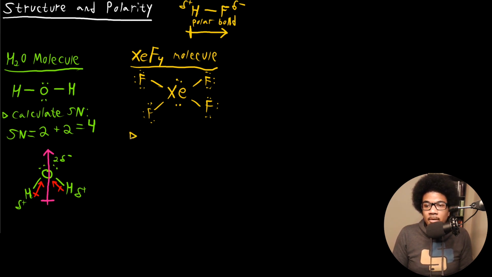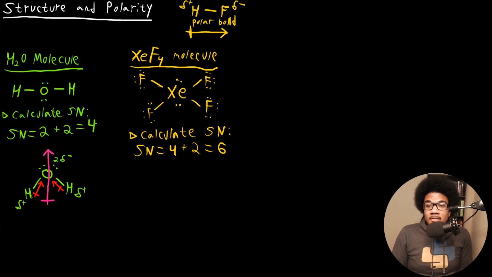So now we want to calculate a steric number. All right, so we calculate a steric number. We're going to have 4 bonded atoms here, with each fluorine bonded to the xenon, and that's going to be 2 lone pairs. So it's going to give us 6.